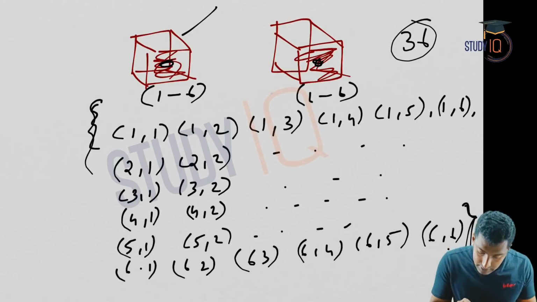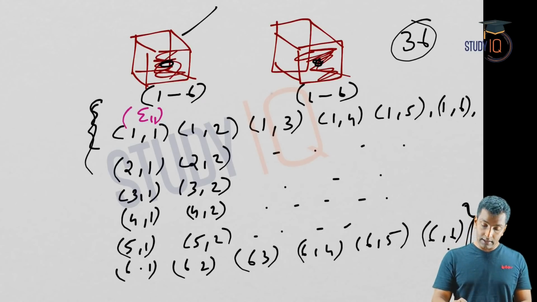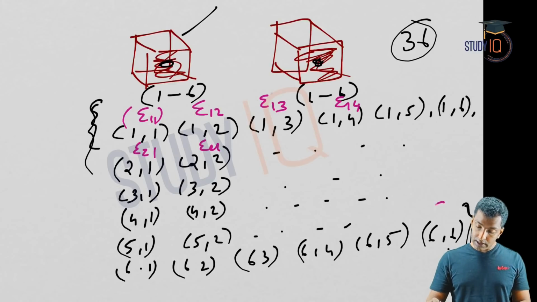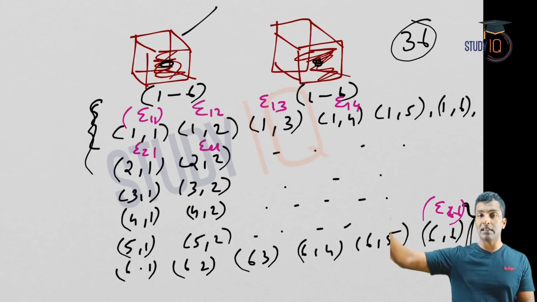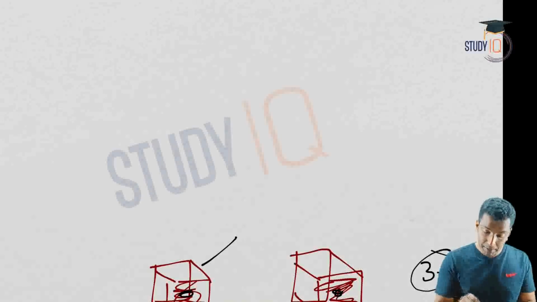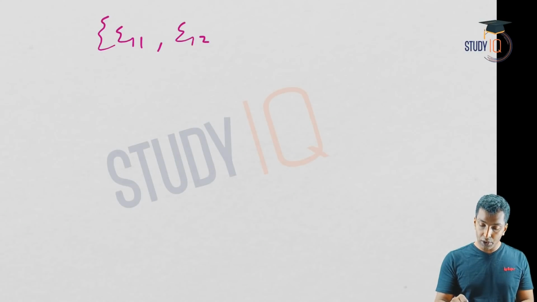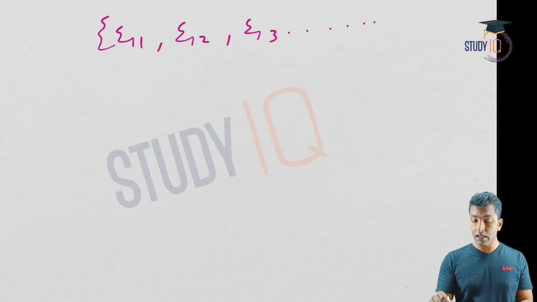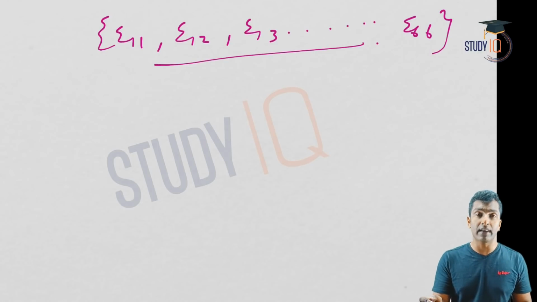You can write this as E11, the elementary event of getting 1 and 1. This is E12. This is E13. This is E14. Like that. This is E21, E22, and so on up to E66. So E11, E12, E13, etc., up to E66, that is your sample space. If you define your sample space, you can write it like this, E11, E12, E13, etc., up to E66. It contains 36 elements, and it is a very difficult task to write.